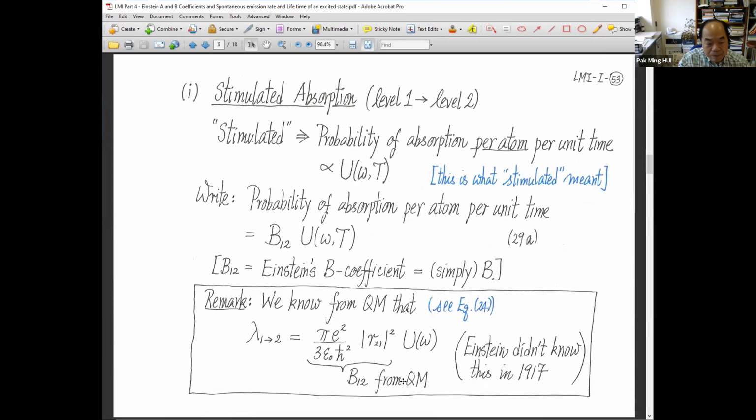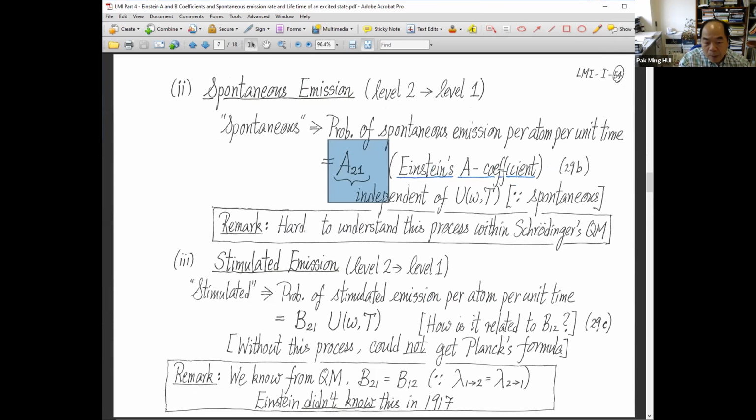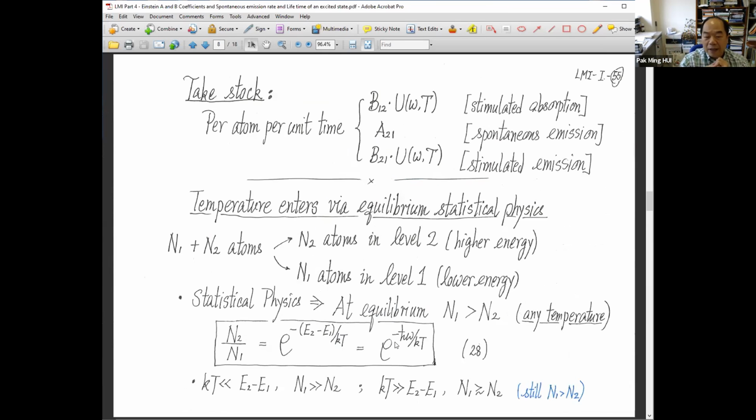So let me summarize. We consider three processes in Einstein's approach: stimulated absorption per atom per unit time, spontaneous emission per atom per unit time, and stimulated emission per atom per unit time. Okay, so now we already mentioned how temperature can enter into the discussion. At thermal equilibrium, the number up there over the number down there must be of this factor. All right, so let's put everything together now.